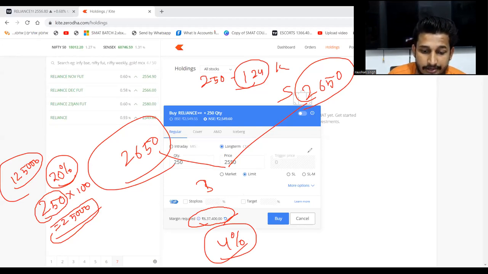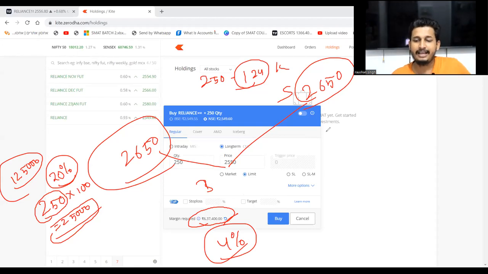Understood? So when we are buying stock, listen to me, we have to pay the full amount of money. Why? Because if you are carrying it for more than a day, you are basically owning the stock. You are becoming the owner of the particular stock.